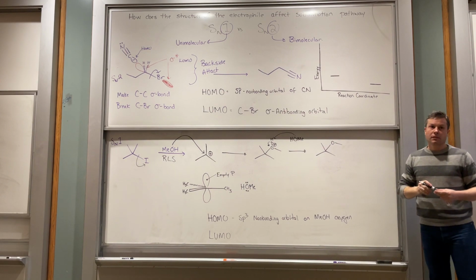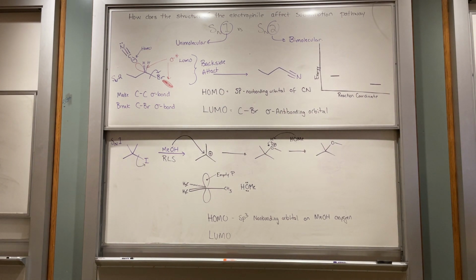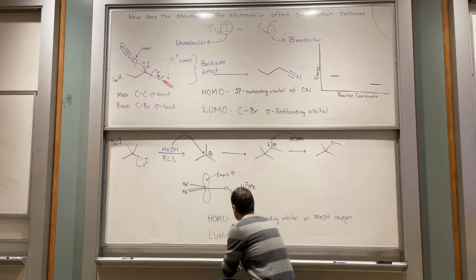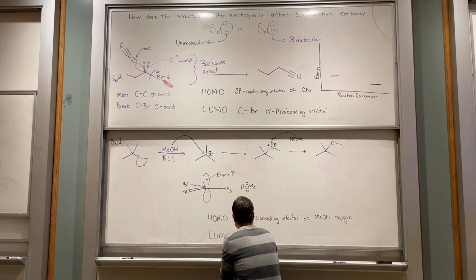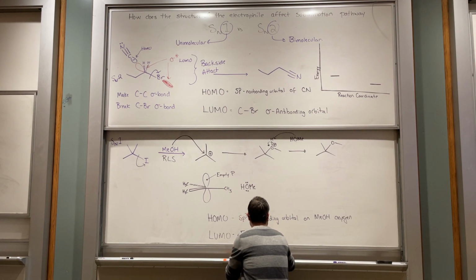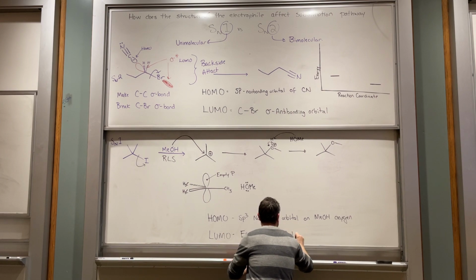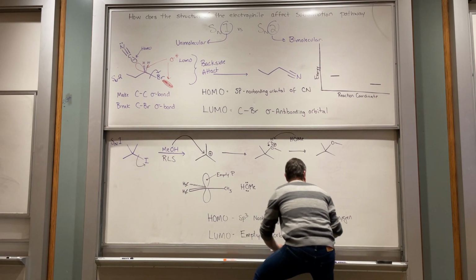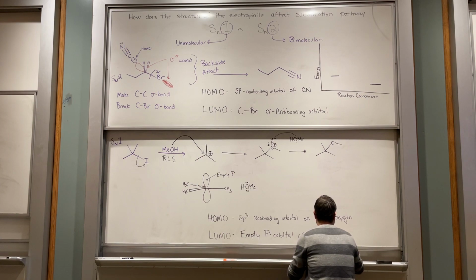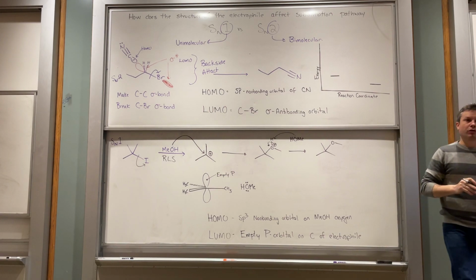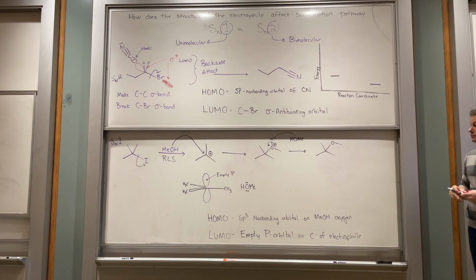And then in terms of the LUMO, yeah, would be the p orbital on carbon. Excellent. Right, so that's going to be the empty p orbital on carbon of the electrophile. Right, so thinking about how these two things have to approach each other, what is that going to look like?